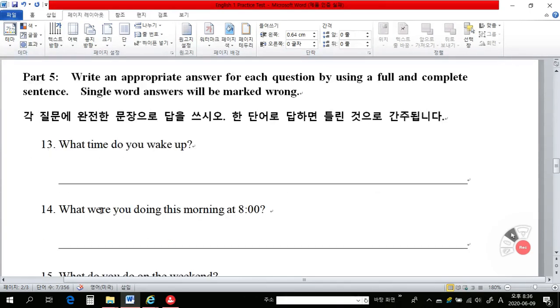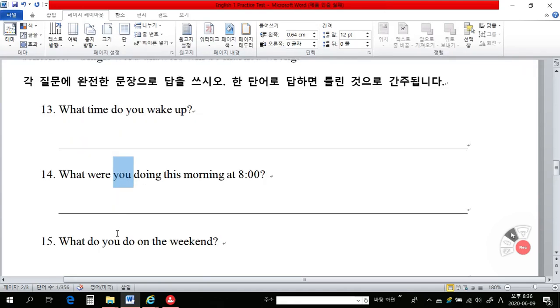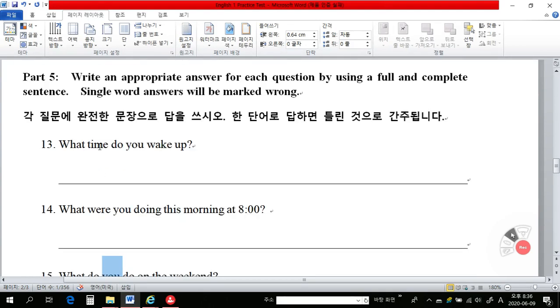Let's go down to part 5. This is a bit easier, I think. You're given less information. In the practice test today, we're just asking questions about you and you and you. So write an appropriate answer for each question by using a full, complete sentence. Single word answers will be marked wrong. So, okay, what time did you wake up?